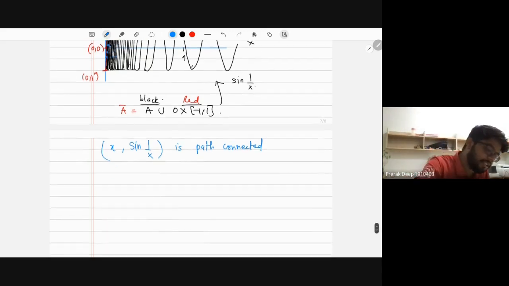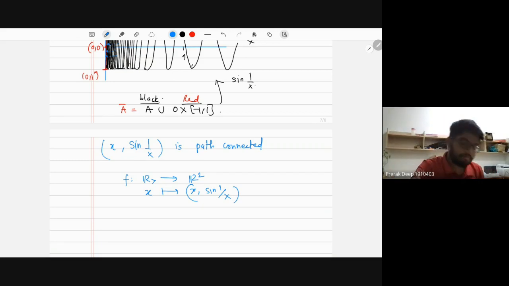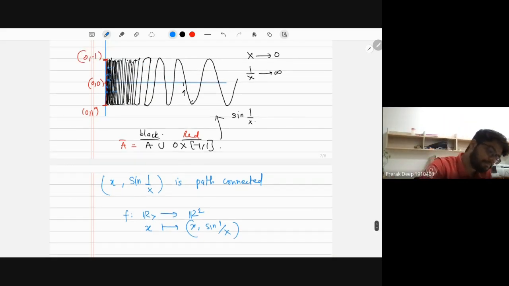And what is the image of it? It is basically the image of R positive into R2, going x to (x, sin(1/x)). So it is the image of a connected set, so it is connected. There is no doubt in that.